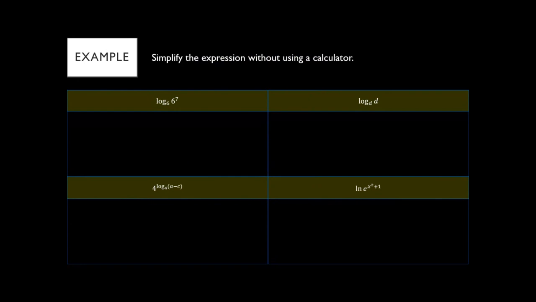This first one, we've got log base 6 of 6 to the 7. The log is base 6, and 6 is the base of the exponent. That stuff cancels out, and you're just left with your exponent. That's one of the properties of logs: if the base of the log and the base of the exponent match, it cancels out. When we move to the example on the right, we've got log base d of d. There's no exponent here, but it would be a 1. The base of the log and the argument match, so those cancel out, and you're just left with 1.